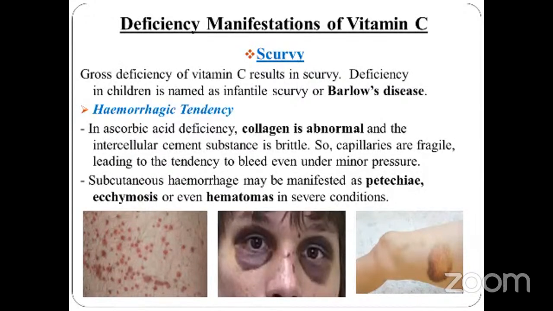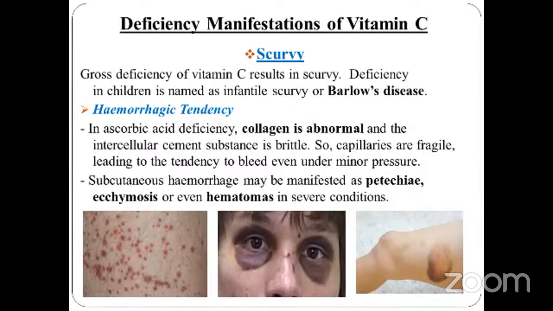Then ecchymosis. The second diagram shows an eye ecchymosis. Ecchymosis simply means escape of blood into the tissues from ruptured blood capillaries or blood vessels. Then hematoma means a solid swelling of clotted blood within the tissue. The third diagram shows hematomas. All these occur because collagen is abnormal due to vitamin C deficiency. Clinically, it manifests as petechiae, ecchymosis, or hematomas.